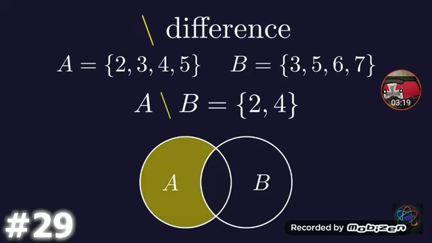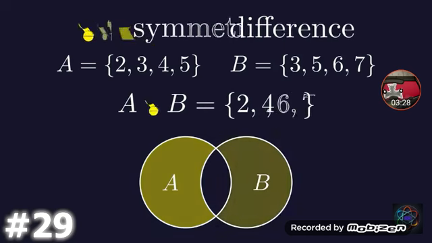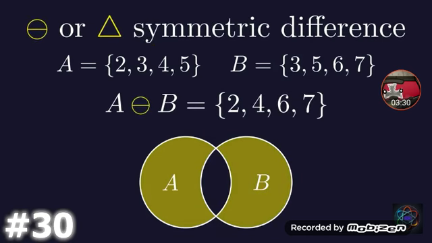Set difference is denoted by a backslash. The result of this operation is a set which contains all elements of the first set that are not in the second set. Symmetric difference can be denoted by a triangle or a circled minus. The result of this operation is the set that contains all elements that belong to exactly one of the two sets.